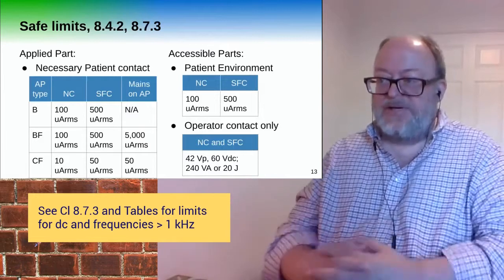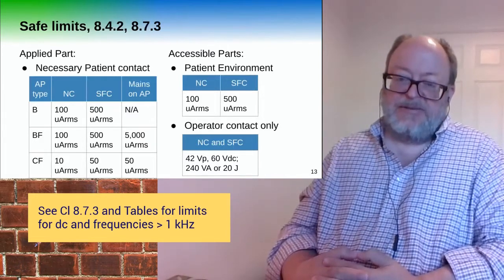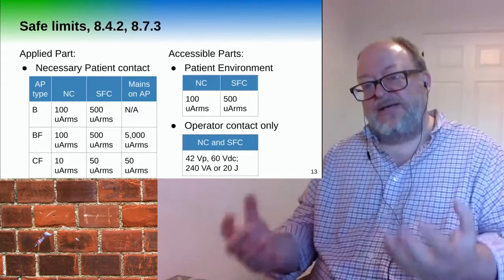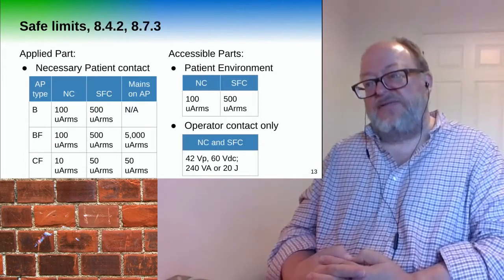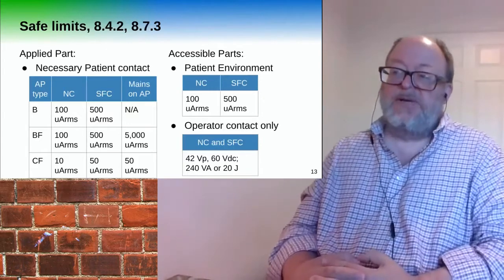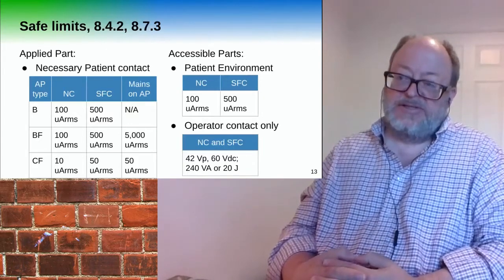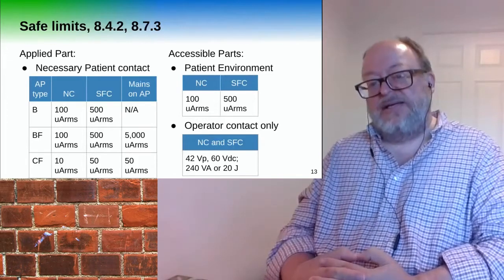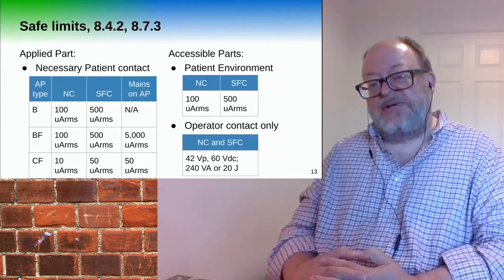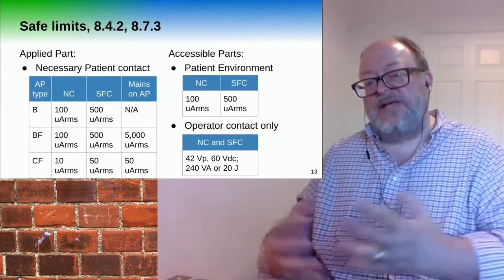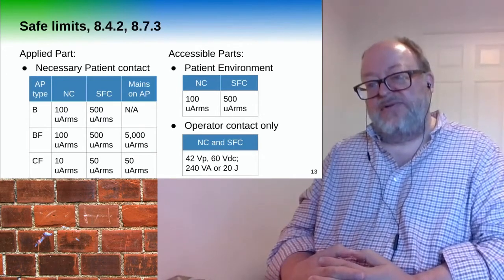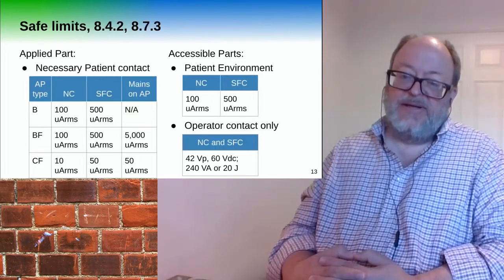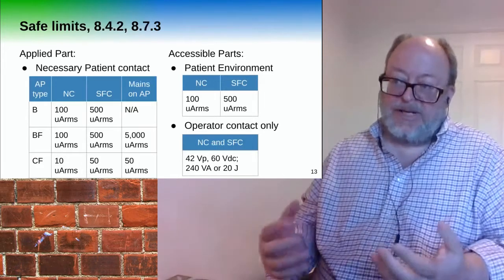When we go over these values, we need to separate that from patients and operators with protection. Accessible parts, same 100, 500, because within the patient environment, we don't have just operator contact, we have patient-operator contact. So similar to type B applied parts. But for operator-only contact, we would allow this 42.4 volts peak and 60 volts DC.